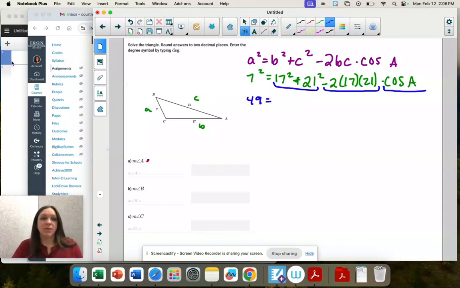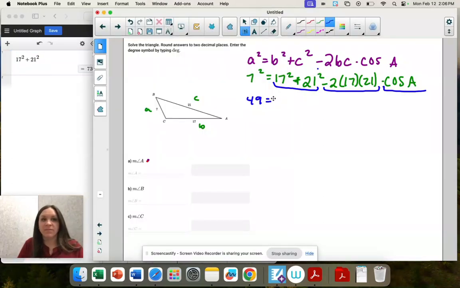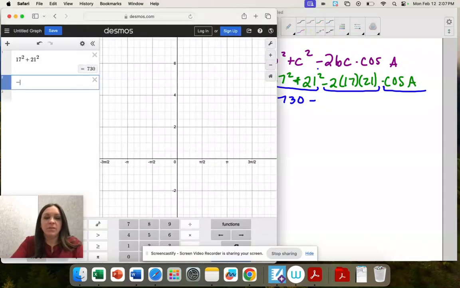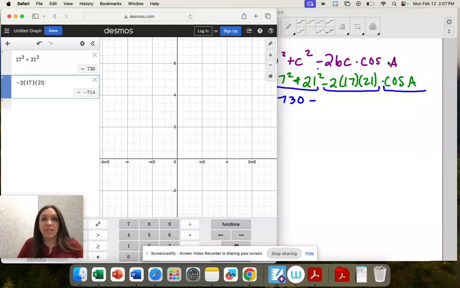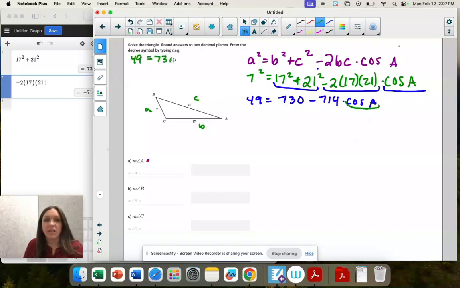And now let's get some numbers. 17 squared plus 21 squared, that's 730. Minus, well, it's negative 2 times 17 times 21, which is negative 714 times cosine of A. So I want you to think of cosine of A like x. So how would you solve 49 equals 730 minus 714x?